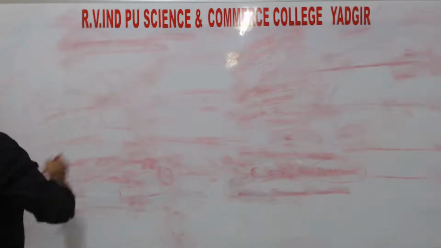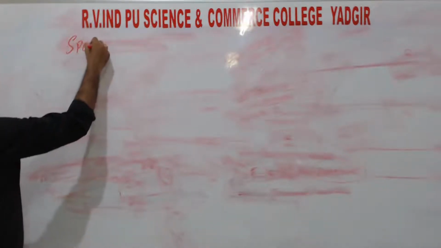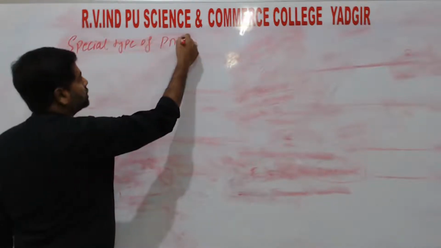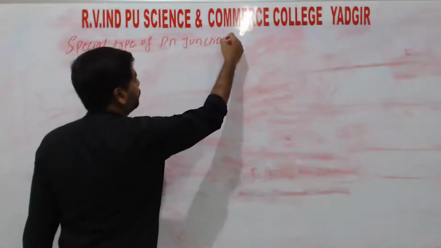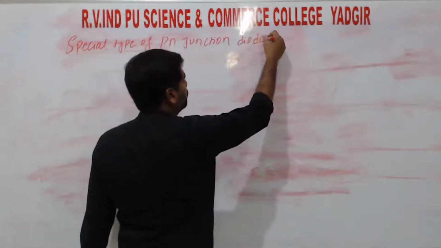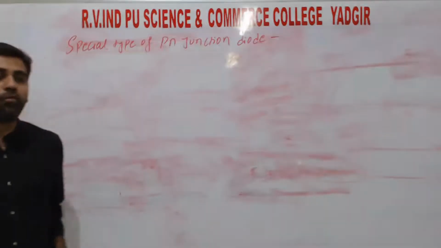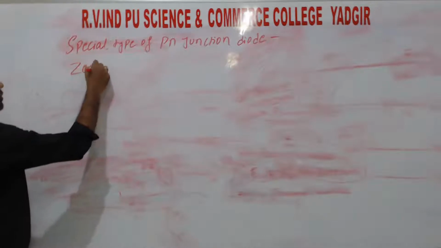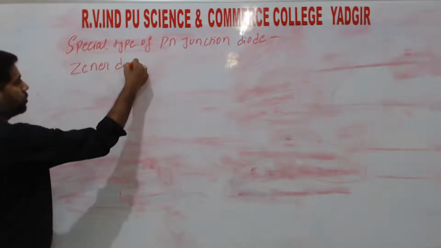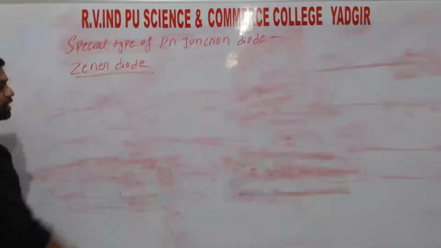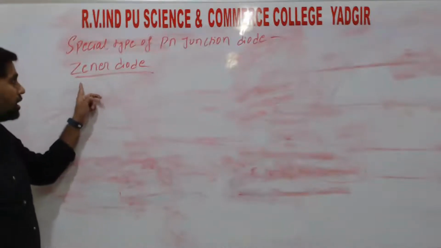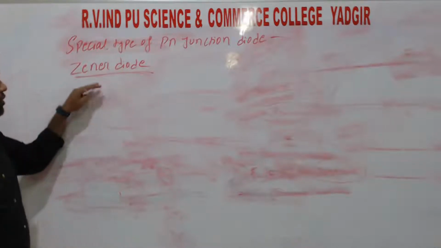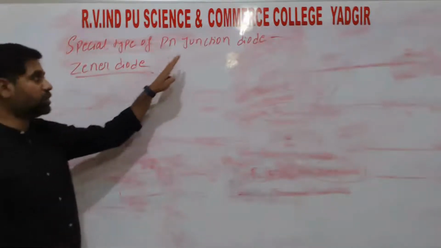So that is a special type of PN junction diode. One is the special type of the PN junction diode that we call the Zener diode. After the scientist who invented this diode, his name is Zener, hence the diode name is given. That one is the Zener diode. So Zener diode is a special type of the PN junction diode.